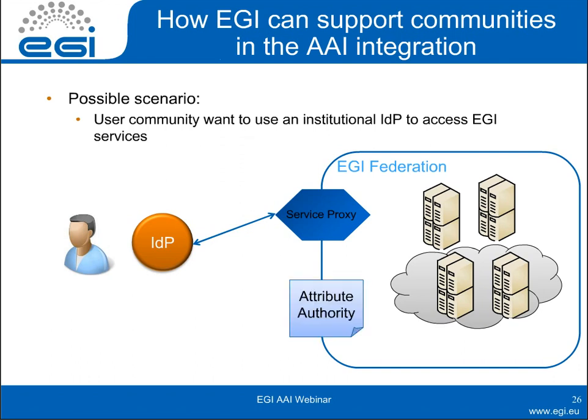And we can also provide the attribute authorities for the users to manage the attributes that can then be added to the information of the identity provider, as I showed you before, to regulate authorization in the EGI Federation. So this is, let's say, one possible way we can support you in integrating identity providers in EGI, if you need those identity providers to be used with us. Not necessarily the only way. Of course, this is based on the requirements we will receive from you, from the other users.